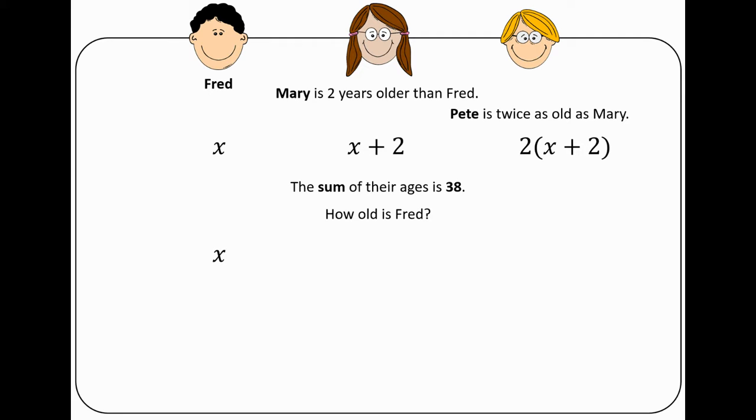Okay, so let's rewrite this. X is Fred, Fred is x years old. Mary is 2 years older than Fred, so that would be x plus 2. Pete is twice as old as Mary, so that would be 2x plus 4, sorry. So you just double how old Mary is as an expression.